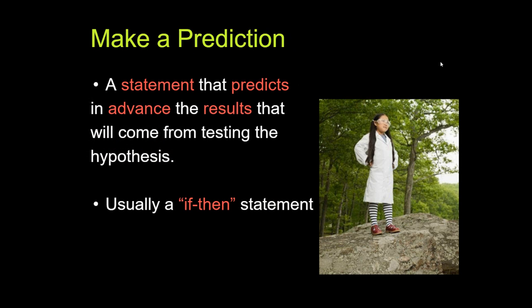Okay, so a prediction is a statement that predicts in advance the results that will come from testing a hypothesis. Usually, it's an if-then statement. So it could be, if whatever your hypothesis is true, then I predict this, and they go hand in hand, or however that saying goes. They relate to one another.